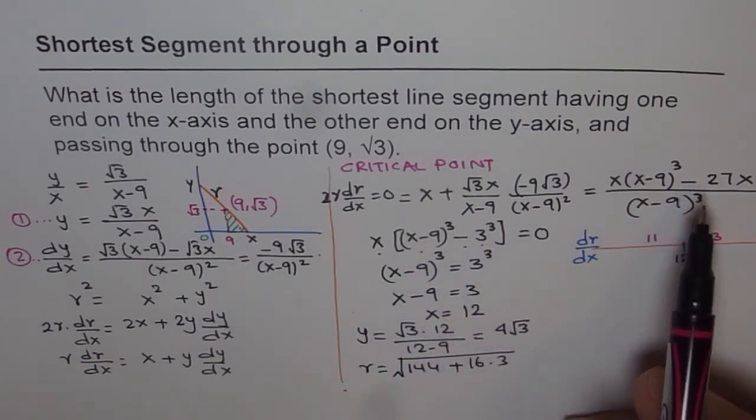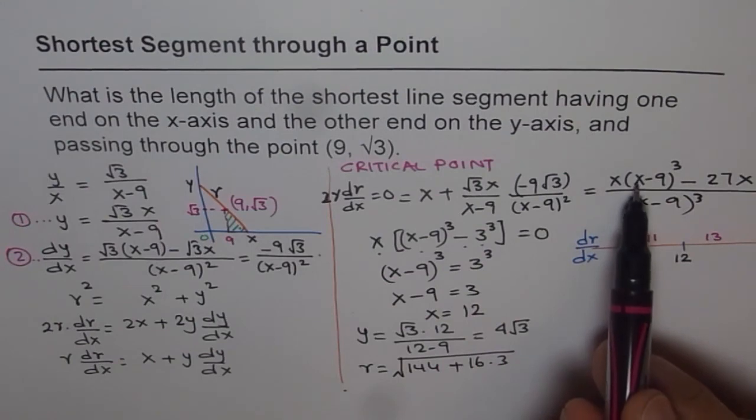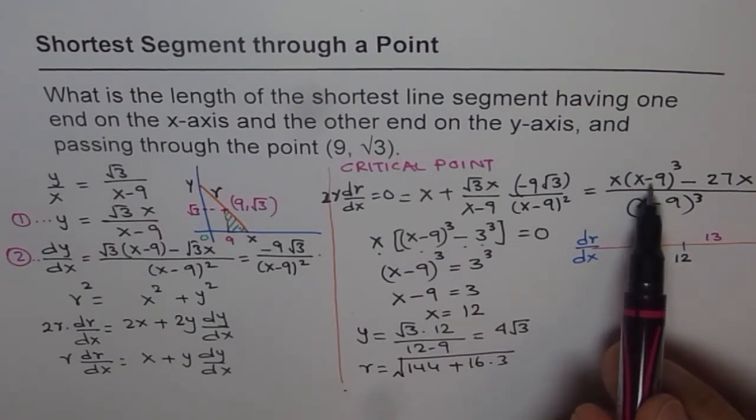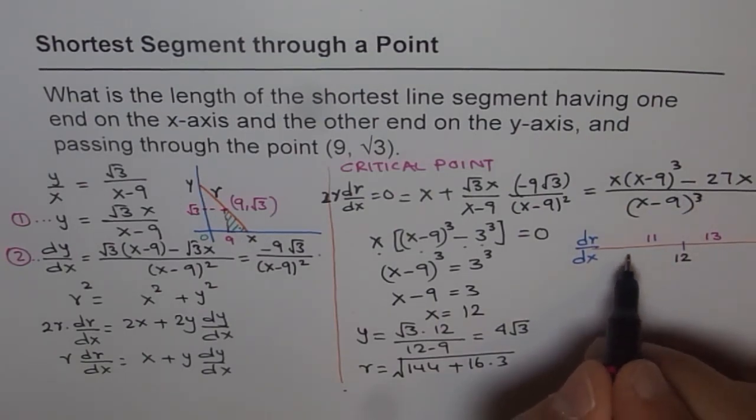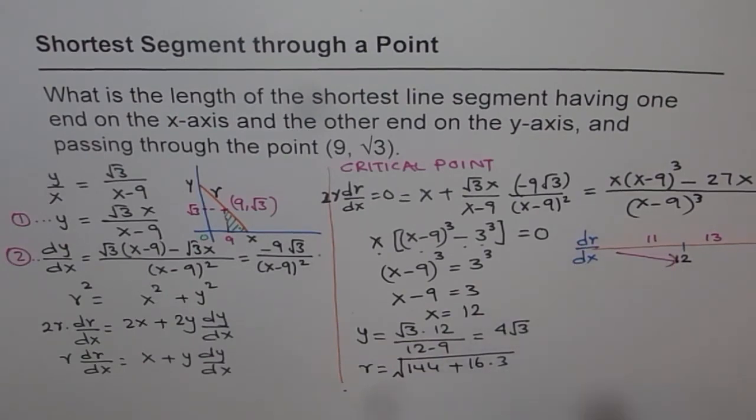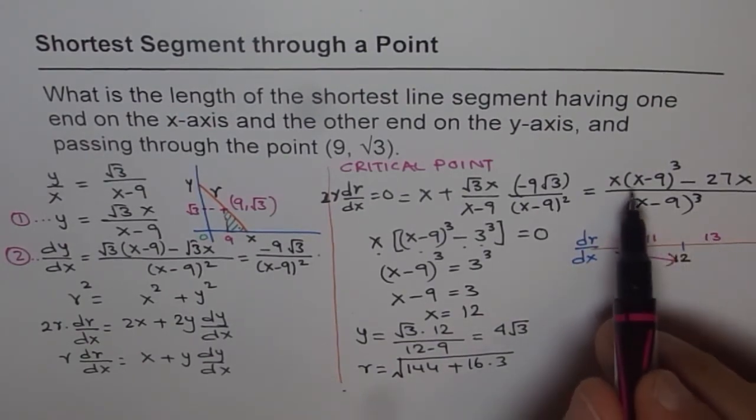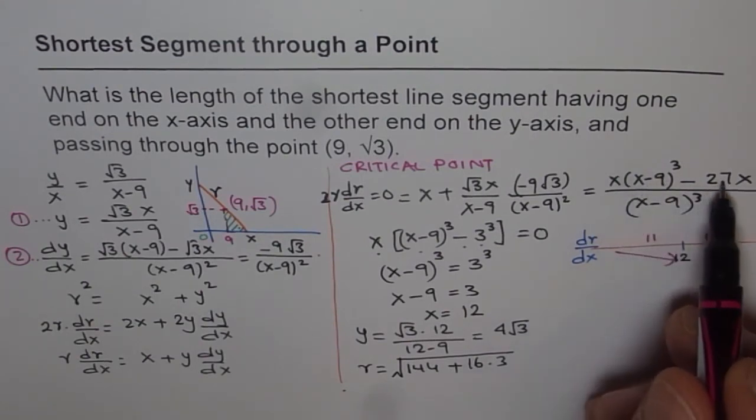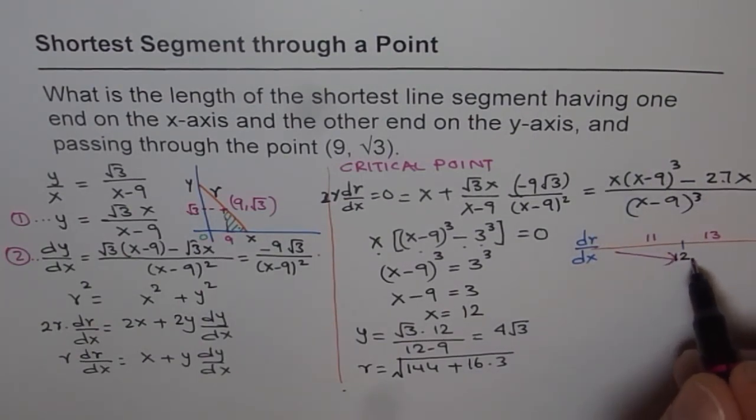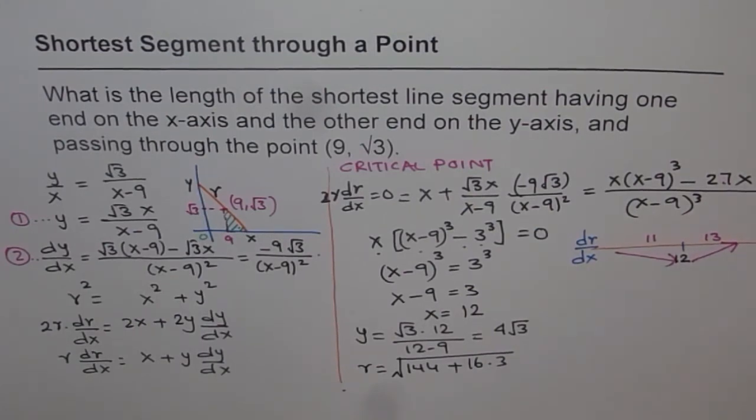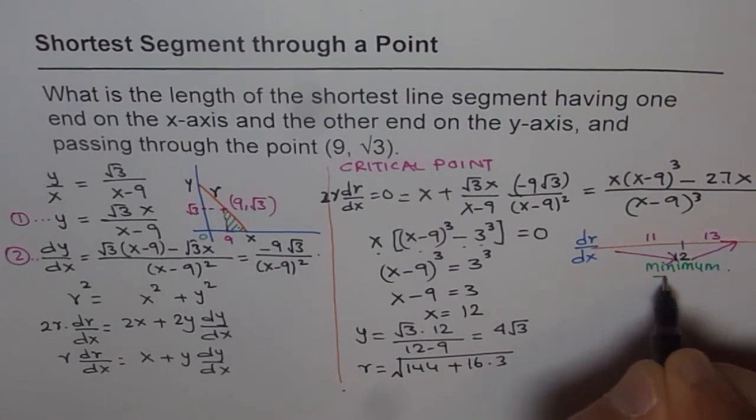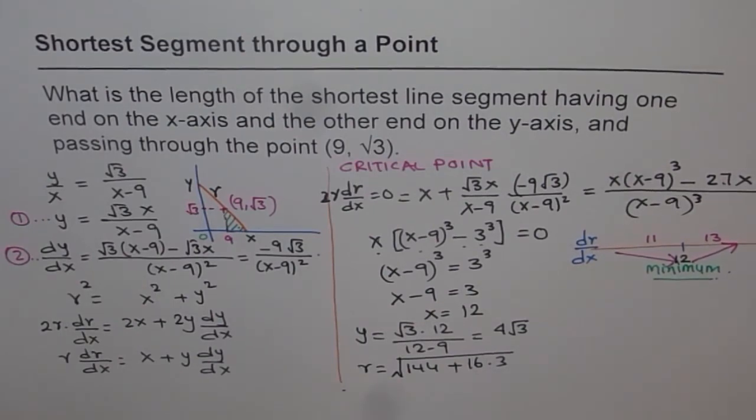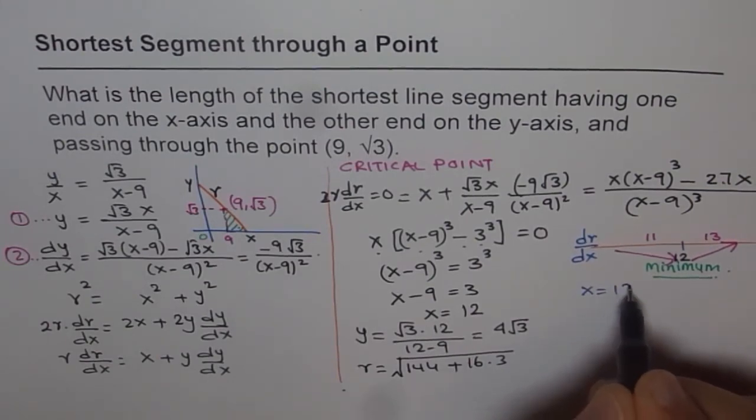Now here you can notice that if I write 11 for x, then 11 minus 9 is 2 cube, and this is 3 cube. So this gives me a negative value, that means the function is decreasing. But if I have 13 here, 13 minus 9 is going to be 4, more than 3, so this will be a positive quantity, so it will be increasing. And therefore we see we do have a minimum here, correct? So we have a minimum at x equals 12.